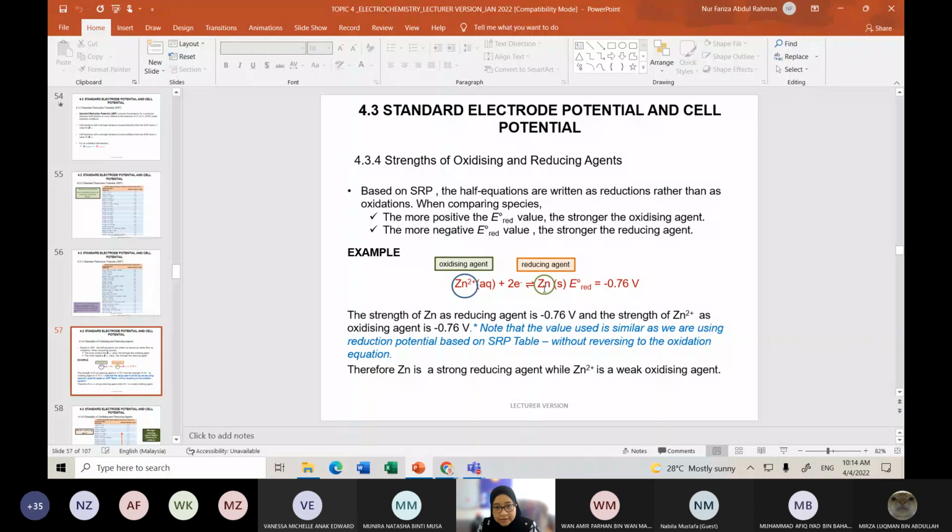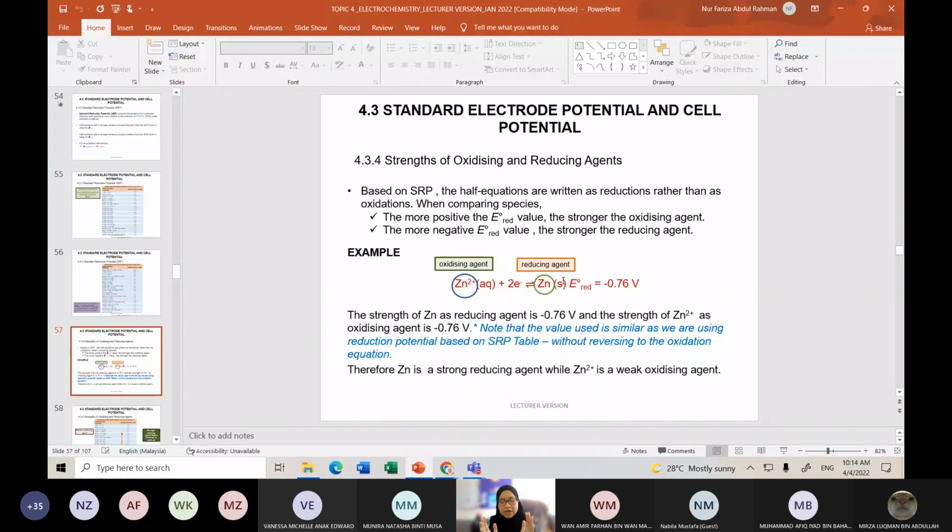How about zinc? Okay, zinc solid can only undergo oxidation. Zinc solid cannot undergo reduction. Kalau dia undergo reduction, can you imagine zinc plus electron become zinc 2 minus? Do we have zinc 2 minus? So it is very unlikely, especially at normal condition, at standard condition just now. It is very unlikely. I'm talking about zinc solid.